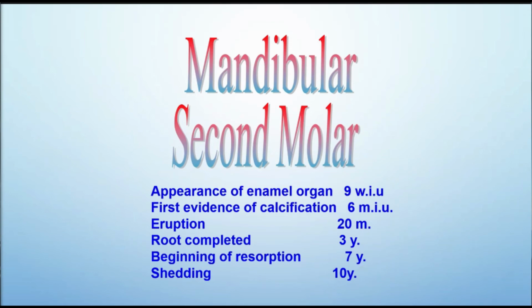Mandibular second molar is just a copy of the mandibular permanent first molar. Appearance of the tooth germ is the 9th week of infant life. First evidence of calcification is 6 months of infant life. Eruption is 21 months. Root completed at 3 years. Beginning of resorption is 7 years, and shedding is about 10 years.